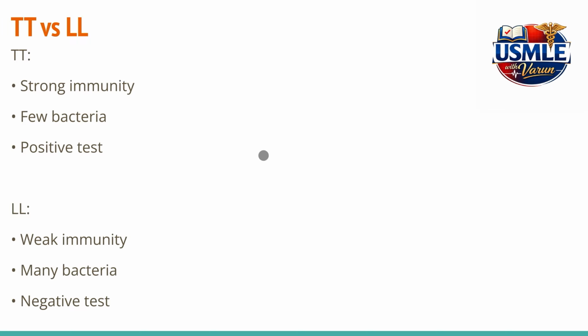So now let's try to differentiate between tuberculoid leprosy and lepromatous leprosy. This is a classic comparison that we all need to know. Tuberculoid leprosy has strong immunity with few bacteria and localized disease, whereas lepromatous leprosy presents in patients with weak immunity. There are many bacteria present and there is a widespread disease. So if you remember this contrast, you can definitely answer most of the questions differentiating tuberculoid leprosy and lepromatous leprosy.